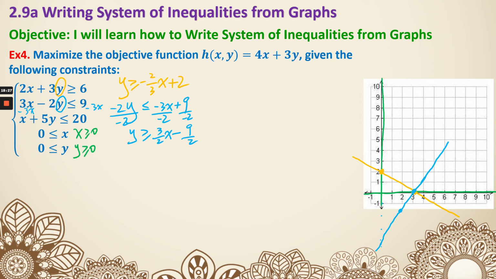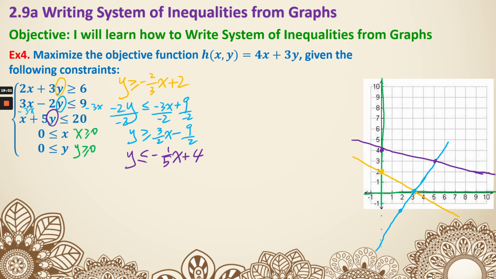Next. Solve for y. Y is less than or equal to, move it over, negative 1/5 x. 20 divided by 5, that is going to be a positive 4. So plus 4 is right here, and it is down 1 over 5, which is actually going to be right here. Down 1 over 5. Down 1 over 5. That's my other line.